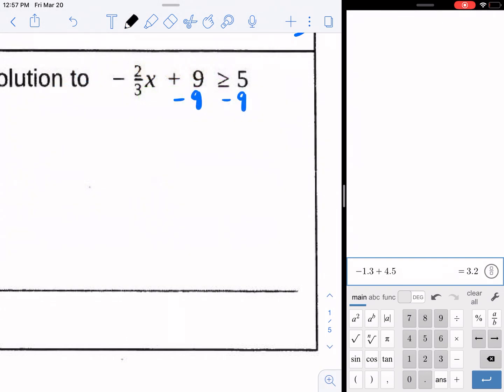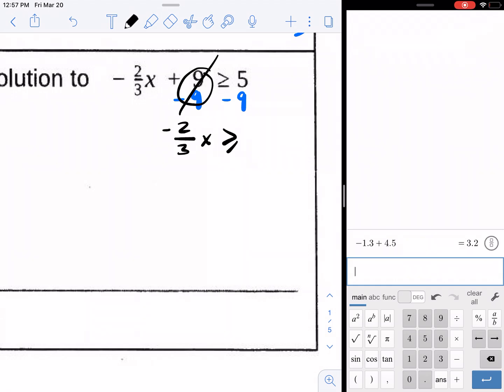And then we'll be left with, well, a positive 9, a negative 9, that's 0. I'll be left with negative 2/3 x is greater than or equal to, 5 minus 9 in your head, or whatever you got, negative 4. Okay, and then almost there, one of the last steps. I got negative 2/3 x is greater than or equal to negative 4. So how am I going to get this x by itself? Well, right now, it's being multiplied by negative 2/3. I could divide both sides by negative 2/3, but that's going to look funky.